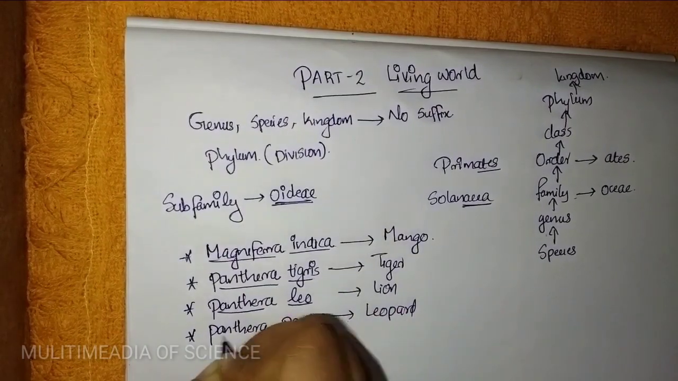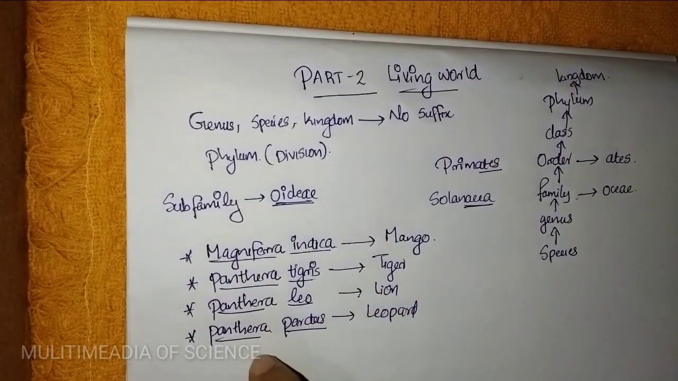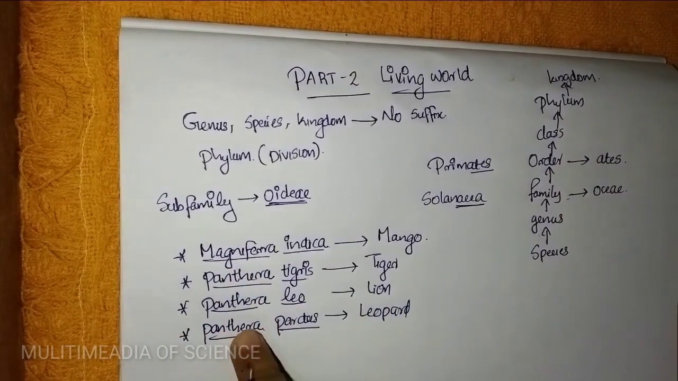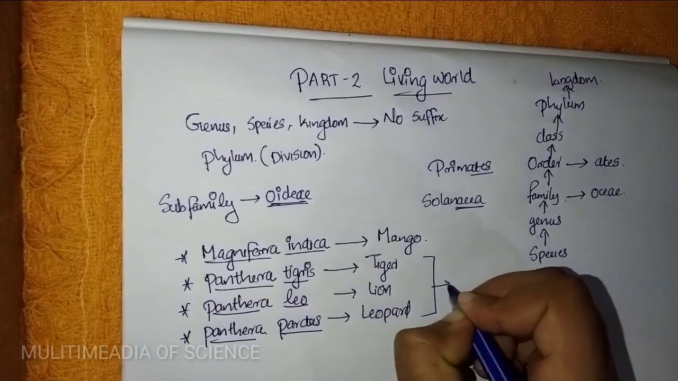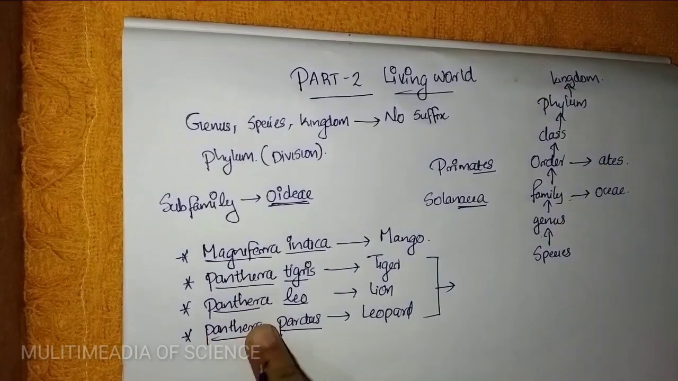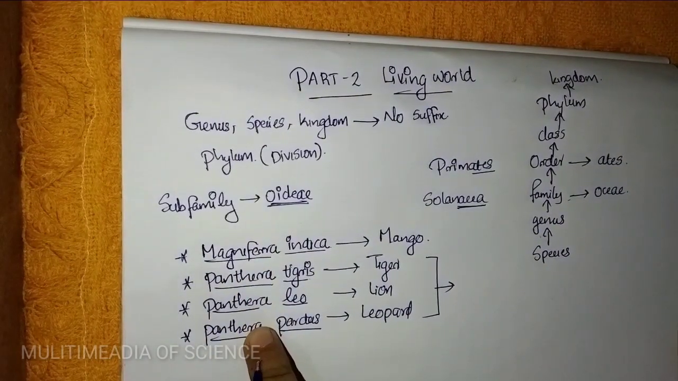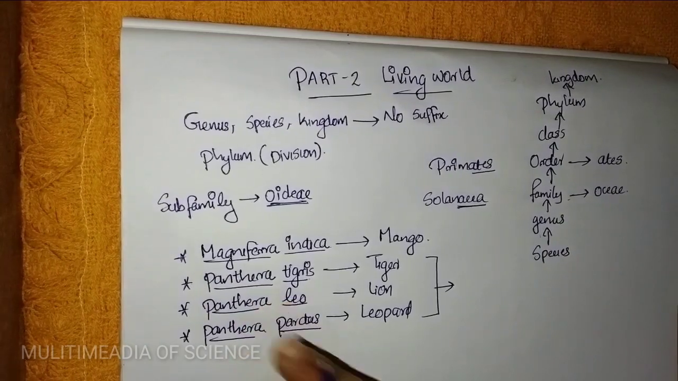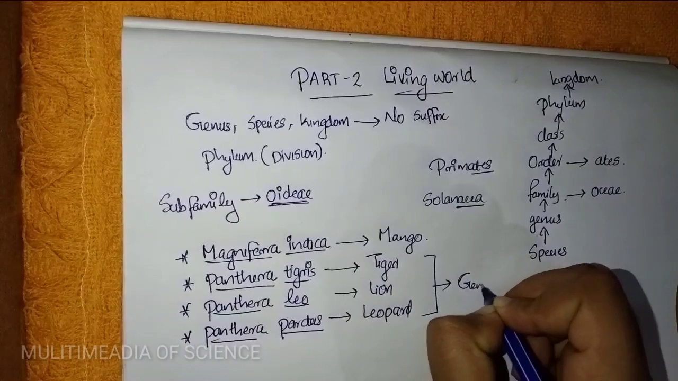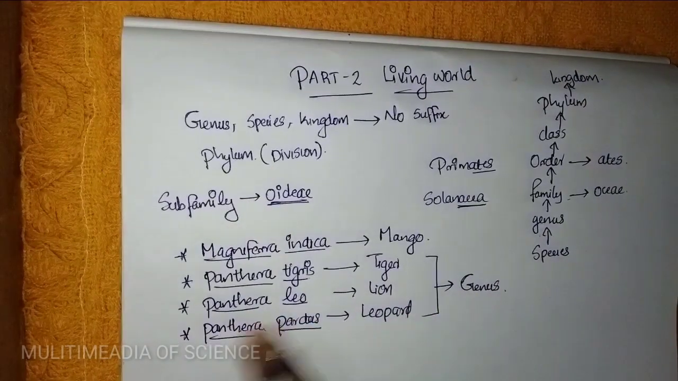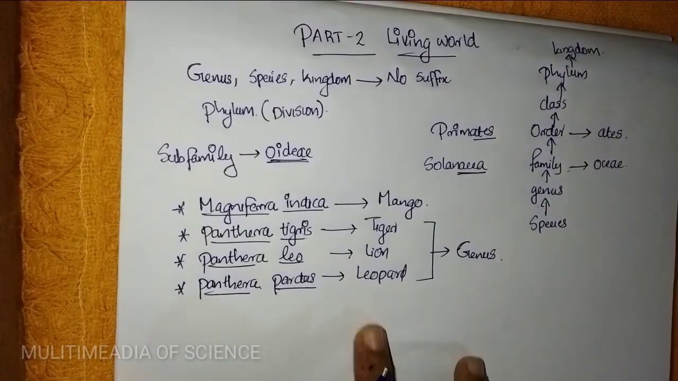By looking at these three, we can determine that the first name, that is the genus name, is the same for all three. Here Panthera, the genus name, is the same, so they are included in the same genus.